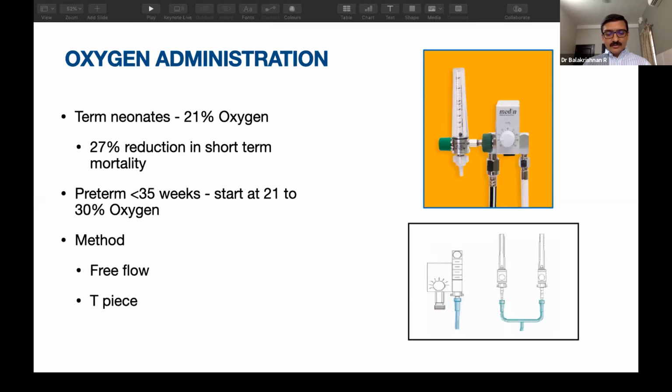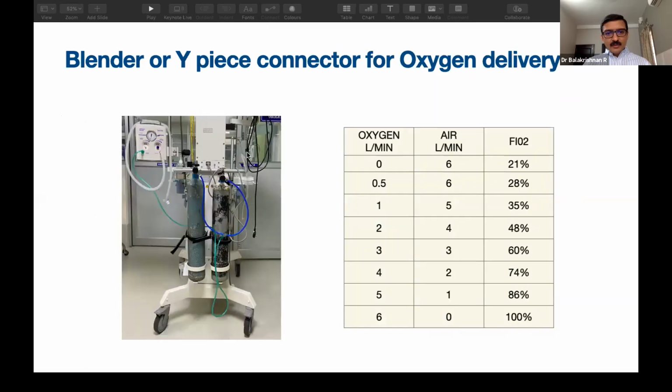So how do we give oxygen for these babies? The two ways: either by free flow oxygen, wherein we hold the tube closer to the baby's nose, or by using a T-piece resuscitator. So this is a Y-piece connector that we use for transport of babies in our unit. In the resuscitation trolley, we have an air cylinder and an oxygen cylinder, which are connected by a Y-piece. As you can see here, we have a table which shows if you add 3+3, we get 6. Based on this, we titrate the FiO2 that is being delivered to the neonate.